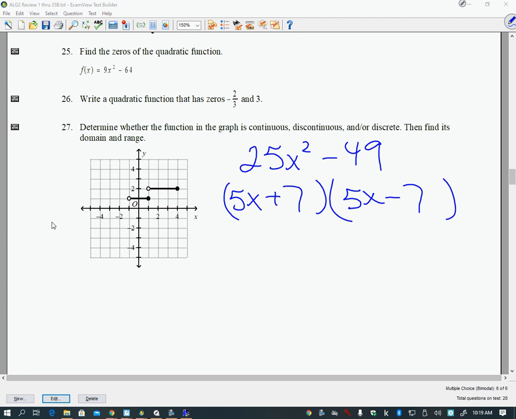All right, and then I would set those equal to 0, and I would get positive 7/5 and negative 7/5, right? Right, but I would subtract 7, divide by 5, that's how I'd get the negative 7/5. Add 7, divide by 5, I'm going to get positive 7/5, right? Okay.